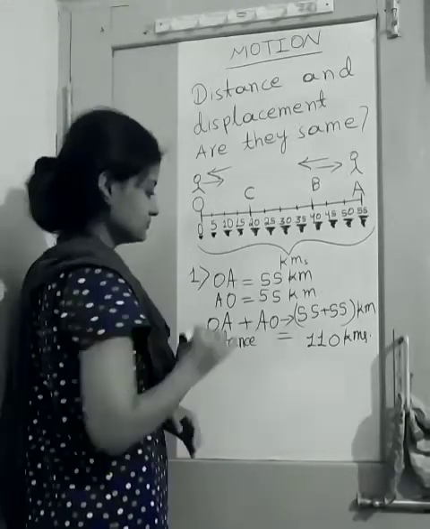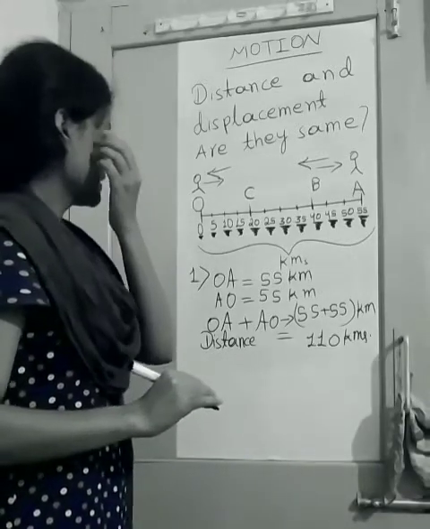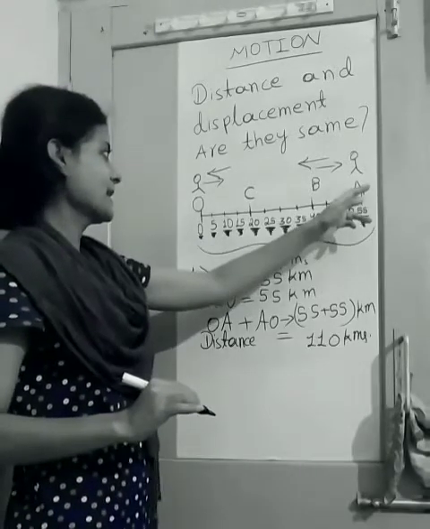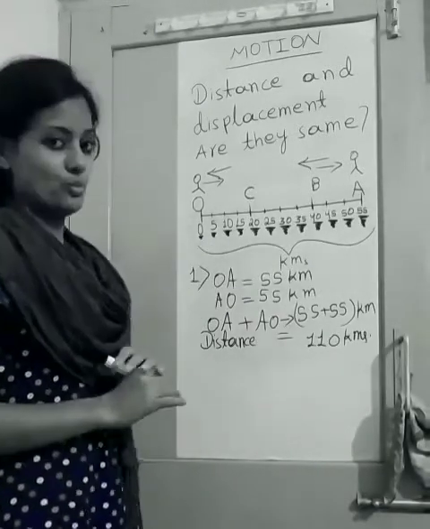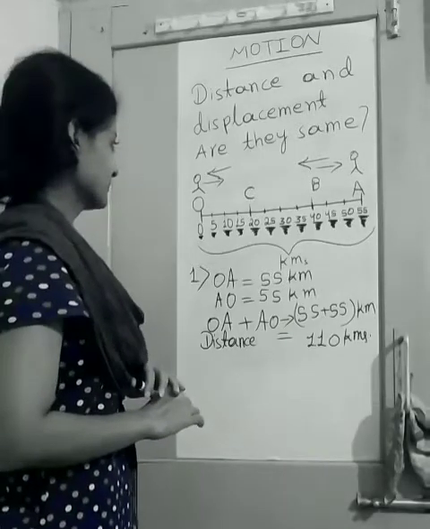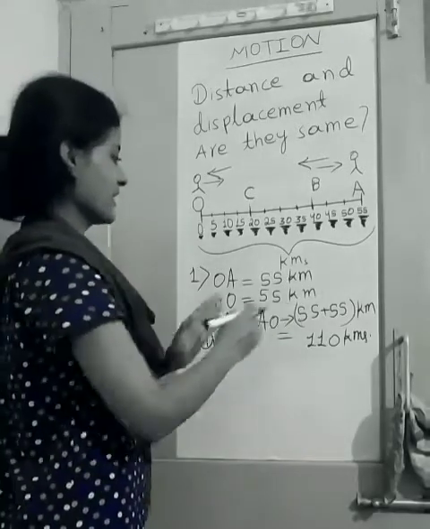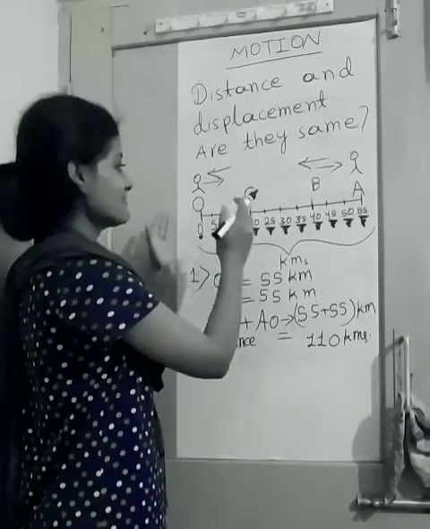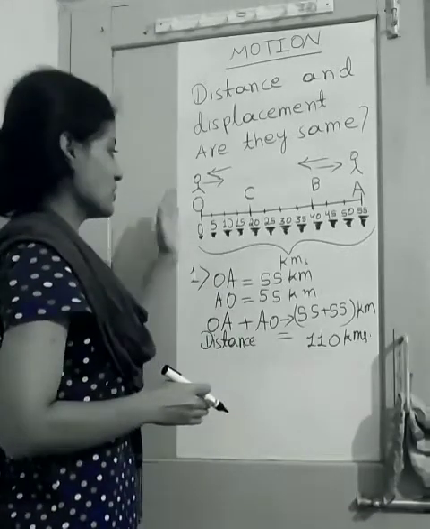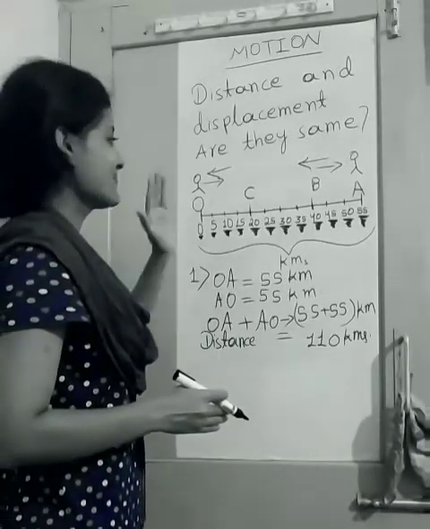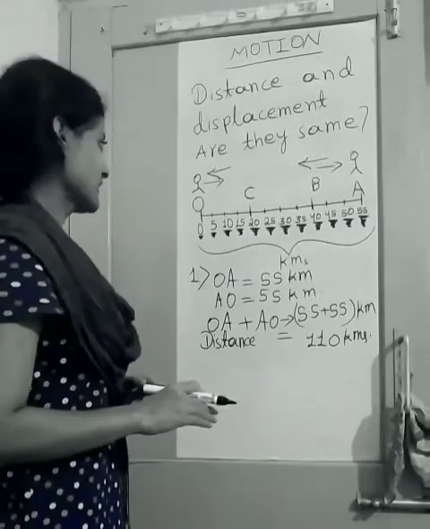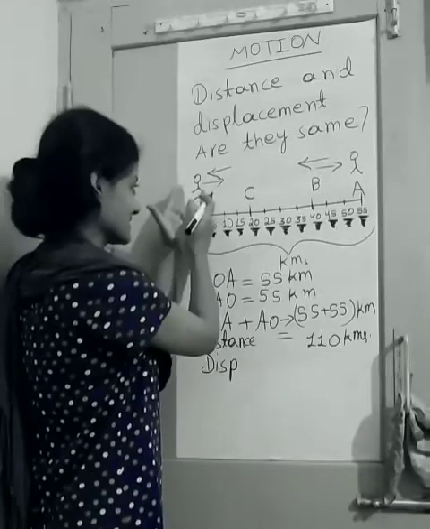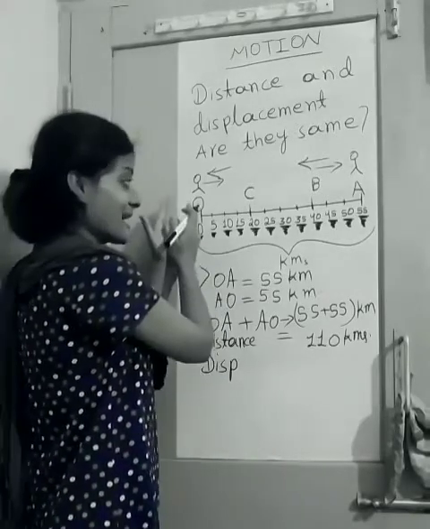Now, as you know, the person moved from O to A and then back from A to O. That means the distance is 110 kilometers. And what is the shortest distance? The person came back to the initial position, the origin from where we started. That is known as displacement. Shortest distance is known as displacement. That means it came back to the original position, and what's written here? It's 0.